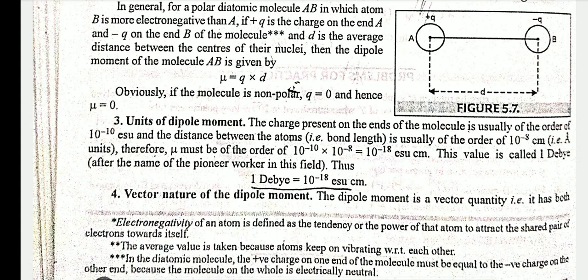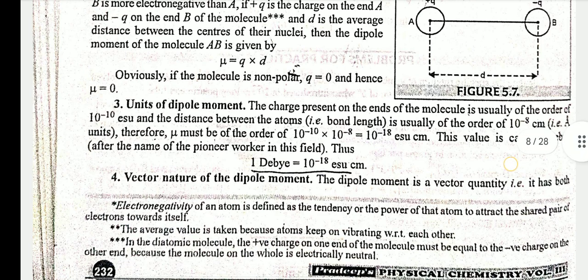The charge present on the ends of the molecule is usually of the order of 10 raised to power minus 10 ESU, and the distance between the atoms, that is the bond length, is usually of the order of 10 raised to power minus 8 centimeter.